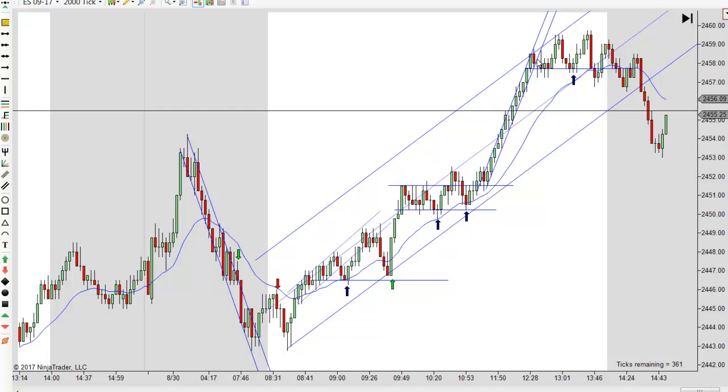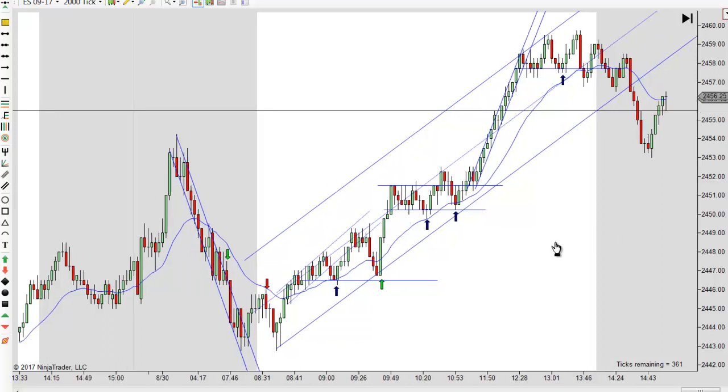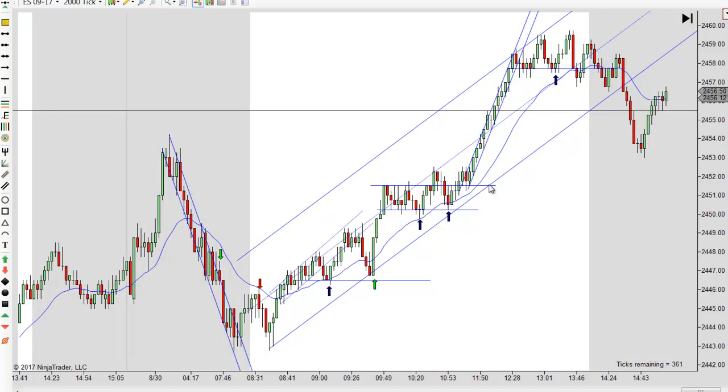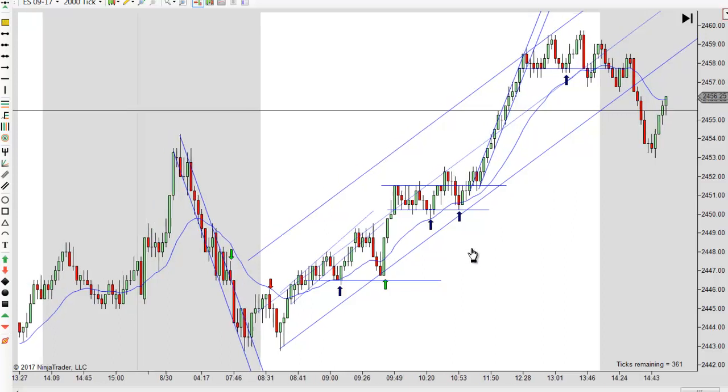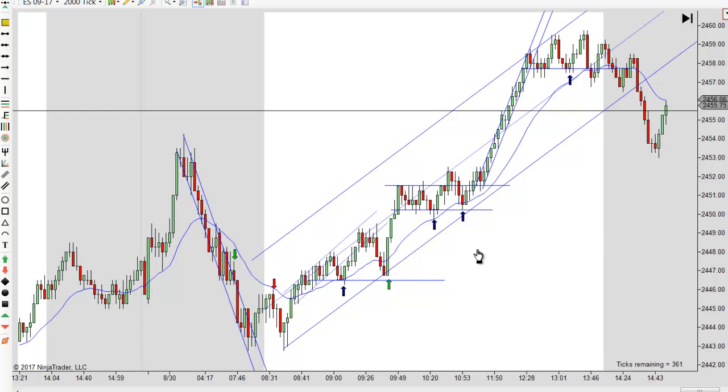You got a channel working up, you get a break, move to a new high. Actually, you get two legs to a new high, and it reverses. So you really didn't need the bigger channel, to be honest. So if you had a hard time finding it, it was hard to find. But anyway, let's talk about the trades, and we'll wrap it up.